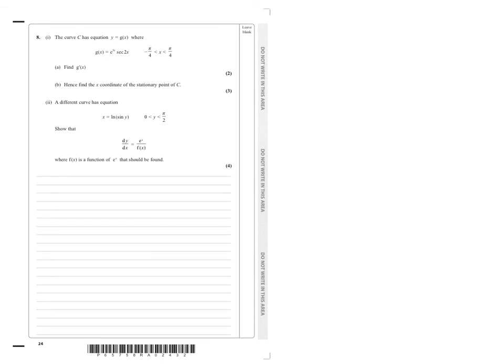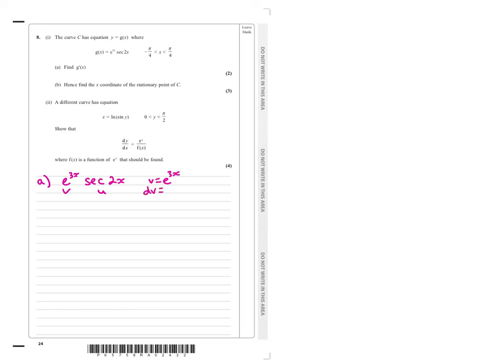The curve C has equation y equals g of x, where g of x equals e to the power of 3x sec 2x, between minus pi over 4 is less than x is less than pi over 4. A says find g'(x). So we have a product. So we know we've got e to the 3x sec 2x. We have our v and u. So v equals e to the 3x.